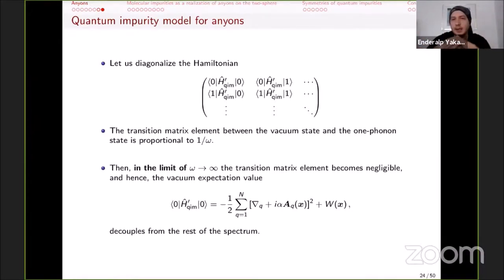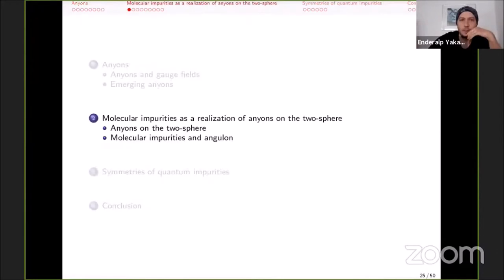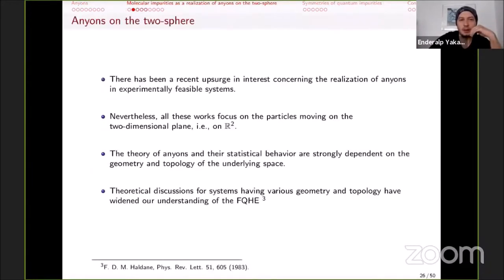Now, here's the thing. If the gap between the vacuum sector and the one phonon sector is very large, which is controlled by the dispersion relation ω, then the vacuum sector will decouple from the rest of the spectrum. And in this case, the lowest spectrum of your impurity Hamiltonian corresponds to anyons. So now using these pictures, let us define anyons on the two-sphere.